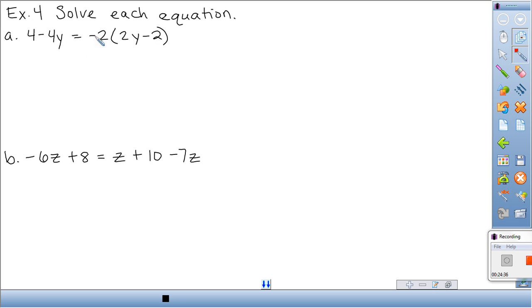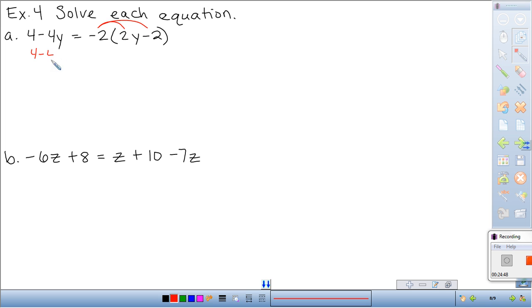So again, we're just going to solve. We have to start by distributing. We have to get rid of the parentheses first. I'm leaving the left side alone. Bring it down. 4 minus 4y equals negative 2 times 2y, negative 4y, negative 2 times negative 2 plus 4. And now you know we have to get all of our variables on the same side before we can do anything. So we have negative 4y.